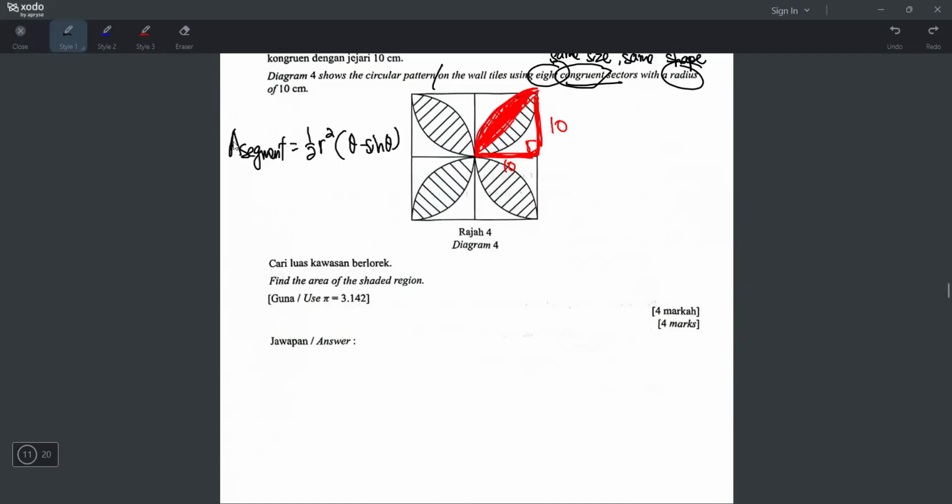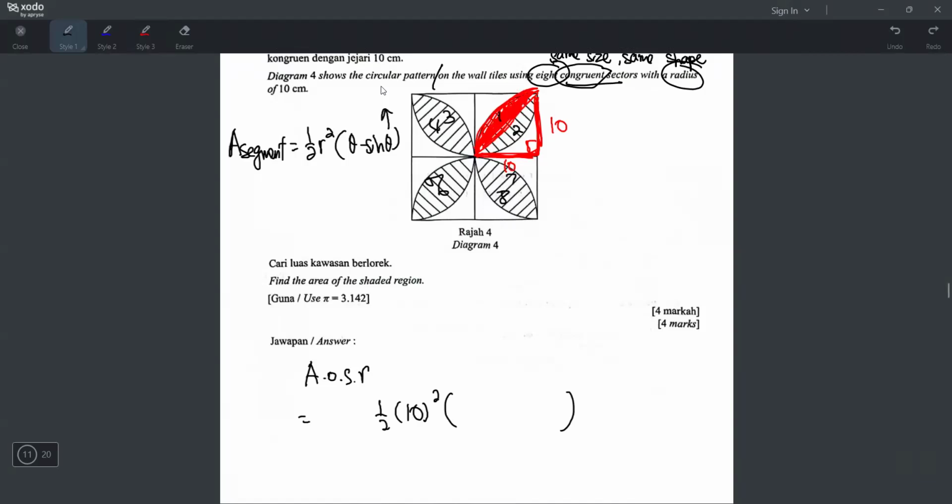So what we can do is we can find the area of segment first and then divide by 8, because you have 1, 2, 3, 4, 5, 6, 7, 8 segments with the same size, right? So I'll find the area of one segment first. Here I'll write area of shaded region. The area of one segment formula is 1 over 2 r square, and the r is 10, right? And then here I will put theta minus sine theta.